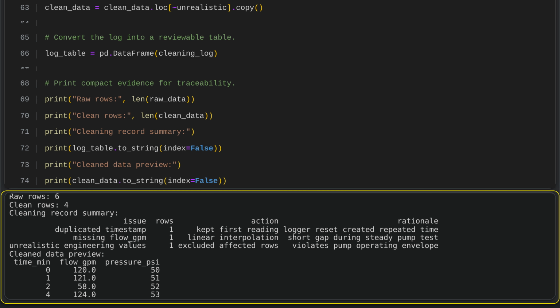This script cleans pump test data while recording each action so the results remain traceable and defensible. It removes duplicate timestamps, fills missing flow readings with linear interpolation, and excludes physically unrealistic values such as negative flow or excessive pressure. It then reports the cleaning summary and shows a preview of the cleaned dataset, including how many rows were removed.